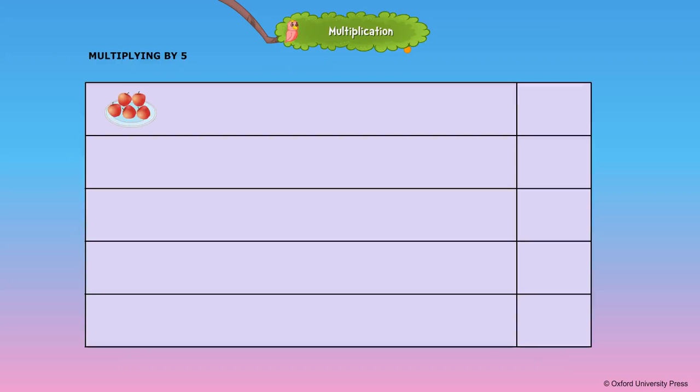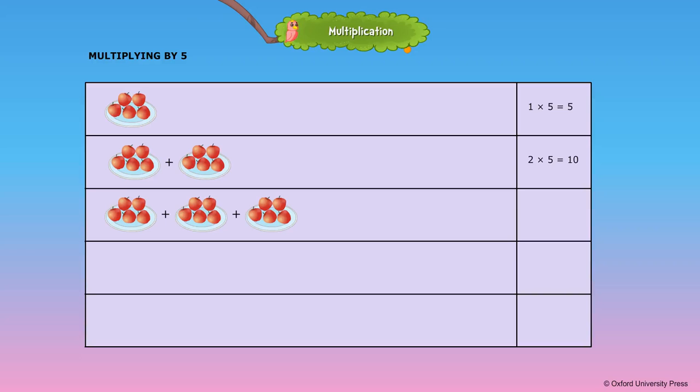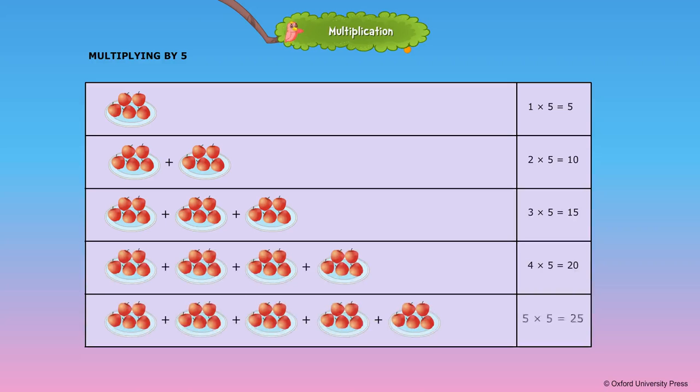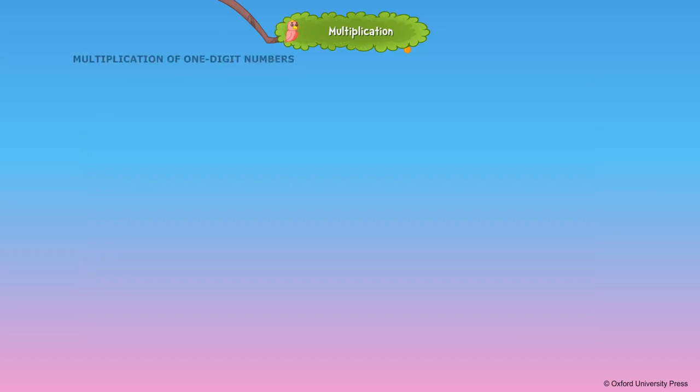Multiplying by 5. 1 into 5 is equal to 5. 2 into 5 is equal to 10. 3 into 5 is equal to 15. 4 into 5 is equal to 20. 5 into 5 is equal to 25.